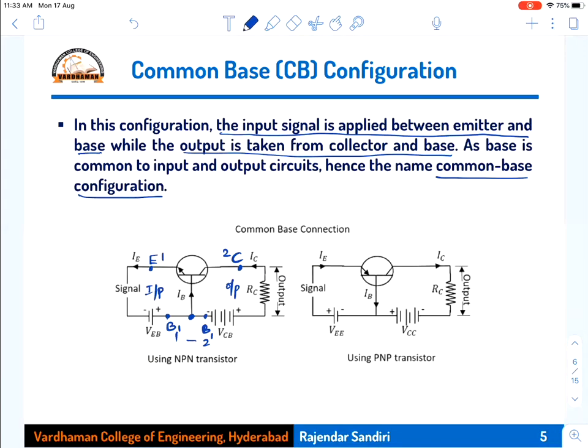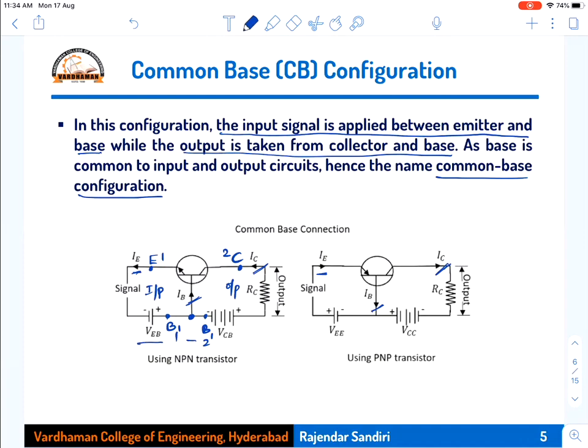And when that is the case, the input is emitter, the output is collector. This is for the NPN transistor as well as the PNP transistor. You can represent both. What is the difference? In both, the current directions are opposite. See, if you look at IE, emitter current, base current, collector current, the directions are opposite.